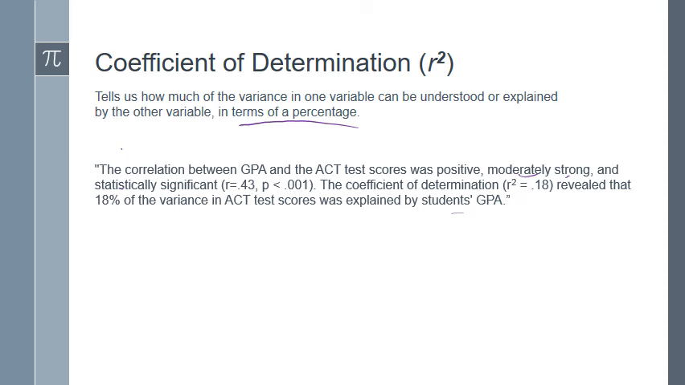18% of the variance in the ACT test scores is explained by the student's GPA. So that's the coefficient of determination. So that's a bit easier to understand than the R of 0.43. We can understand this because we say, oh, okay, 18%. We get it. So another way to think of coefficient of determination, think of it as an effect size from last week, but just for correlation. I think that's a pretty safe thing to say. So that's another way to look at coefficient of determination.